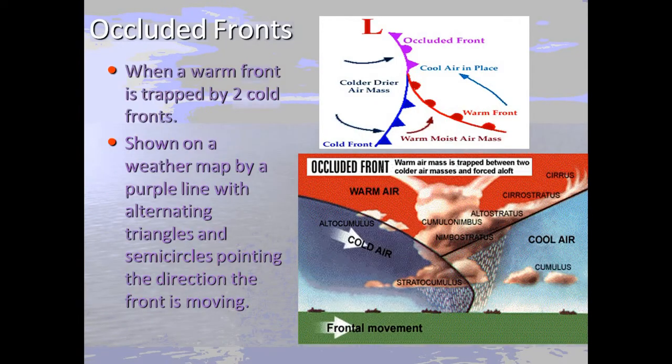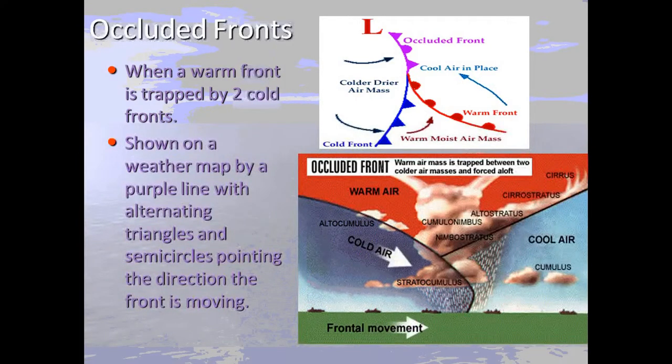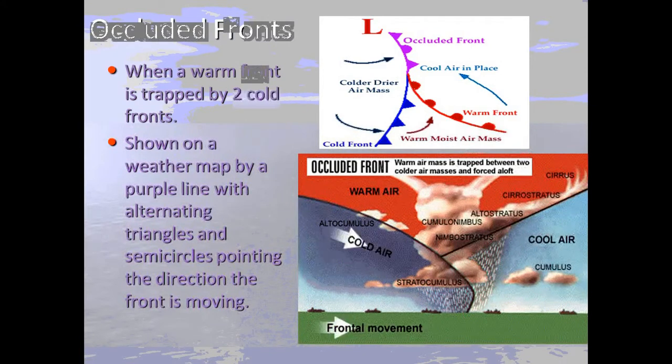Now, let's talk about occluded fronts. When a warm front is trapped by two cold fronts, it's kind of sandwiched in there, and we'll see a little bit more of that later on. You get the occluded fronts, and if you look on the weather map, it's evidenced by the purple line with alternating triangles and semicircles pointing the direction the front is moving. So it's kind of a combination where they both are colliding, and it pushes the warm air upward.